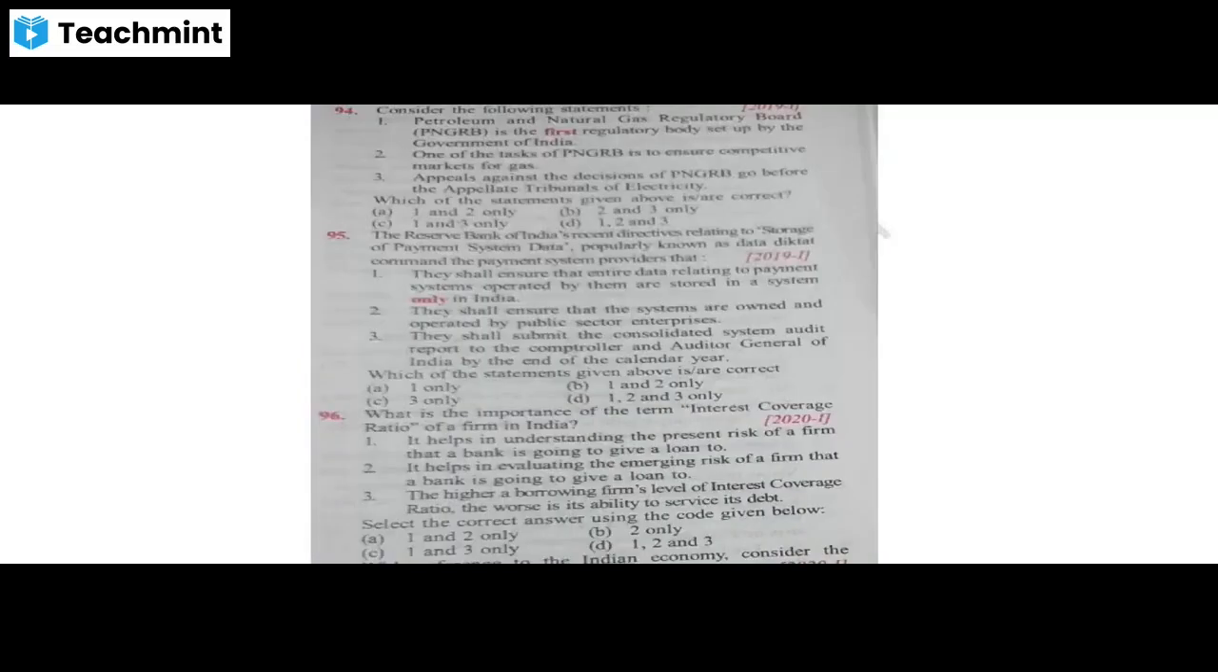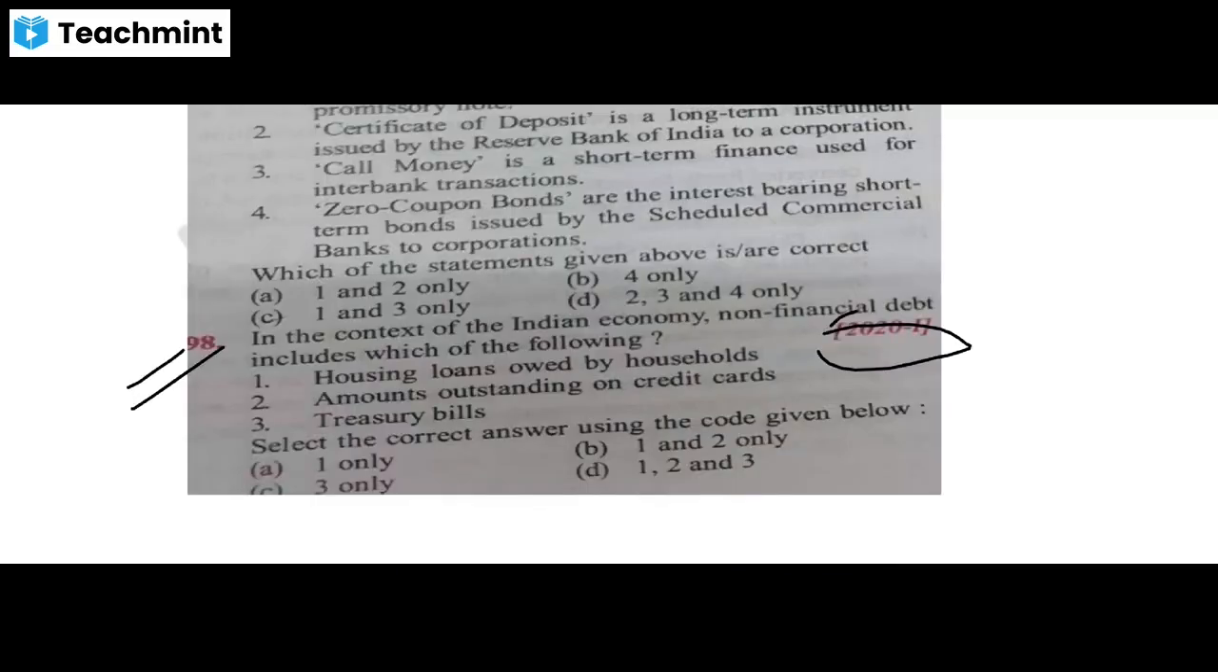You can see question number 98 that came in 2020 prelims. They are asking, in the context of the Indian economy, non-financial debt includes which of the following? Statement 1, housing loans owed by households; statement 2, amounts outstanding on credit cards; and statement 3, treasury bills. First thing you have to know is about non-financial debt.